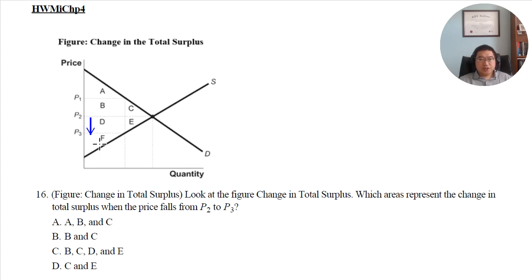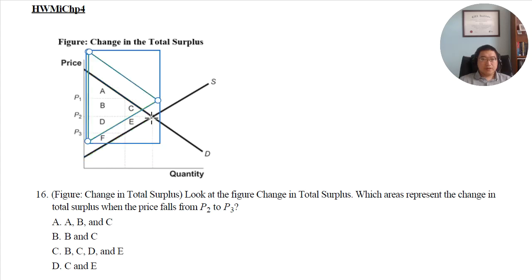And what is the change in total surplus? At P2, what do we have? We have a market equilibrium price and a market equilibrium quantity. So the whole green triangle area I just lined out, that is our total surplus, A, B, C, D, E, F. This whole triangle area is our total surplus at P2.